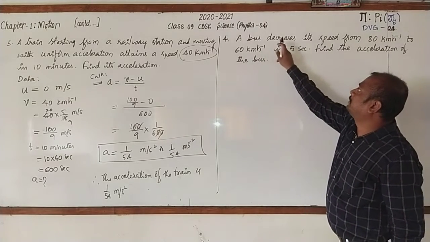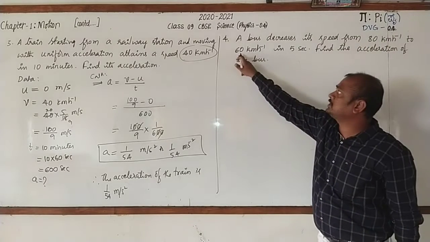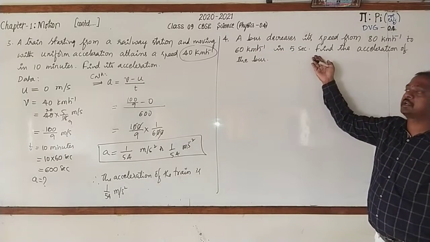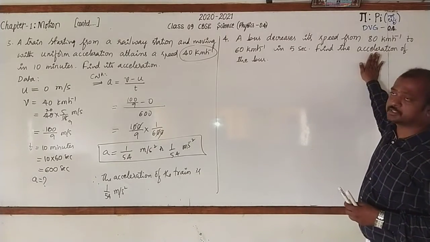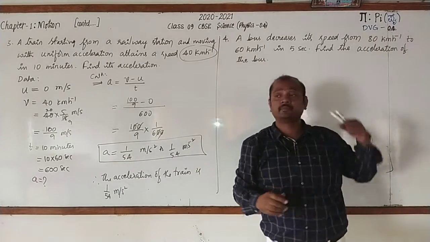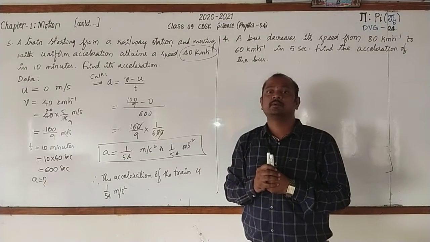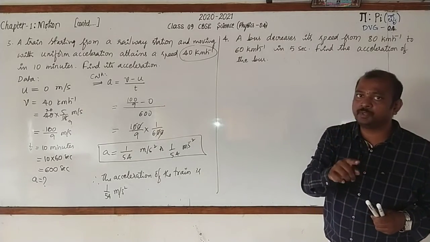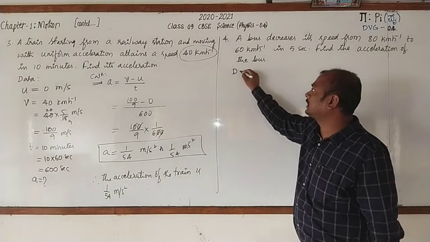Observe this. A bus decreases its speed from 80 km per hour to 60 km per hour. To change the speed, it has taken 5 seconds. With this information, you are going to find out the acceleration of the bus. Observe the speed. It is decreasing its speed from 80 km per hour to 60 km per hour. Then what type of acceleration is it? Positive or negative? It is the negative acceleration. So your final answer should be expressed with a negative sign, right? Okay, let us check it out with the calculation.